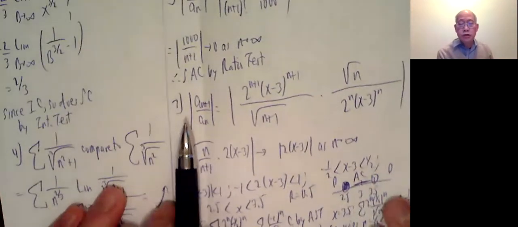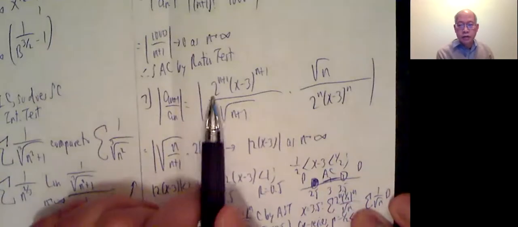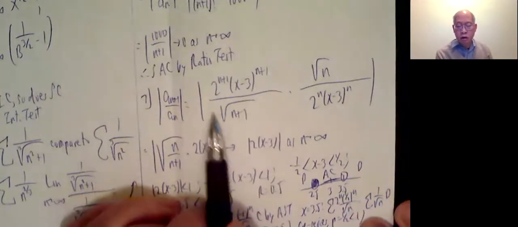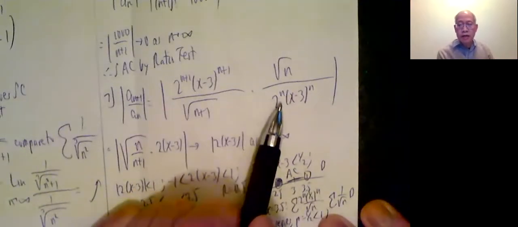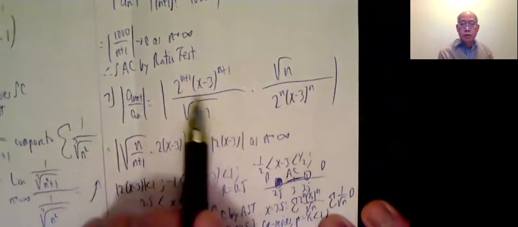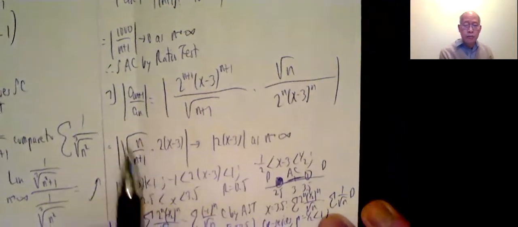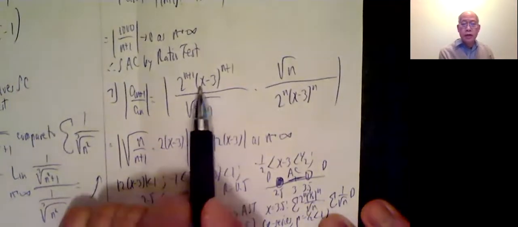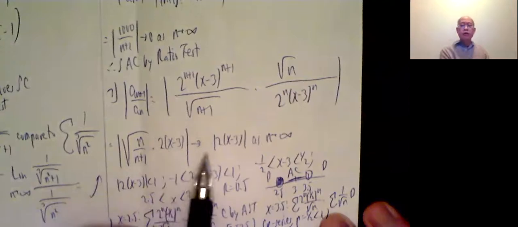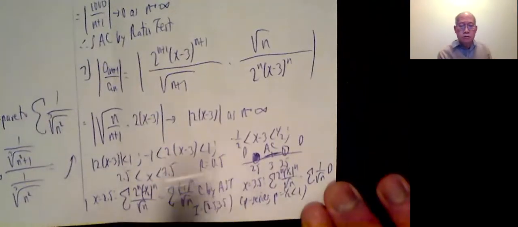Number 7, also do the ratio test. Absolute value of a sub n plus 1 over a sub n is 2 to the n plus 1, x minus 3 to the n plus 1 over square root of n plus 1 times the flip of the original, so radical n on top, 2 to the n, x minus 3 to the n on the bottom. So let's see, put together the radical n over n plus 1, so we know that approaches 1 as n goes to infinity. The 2 stuff gives me a 2, and the x minus 3 stuff gives me an x minus 3. So this approaches absolute value of 2 times x minus 3 as n approaches infinity.